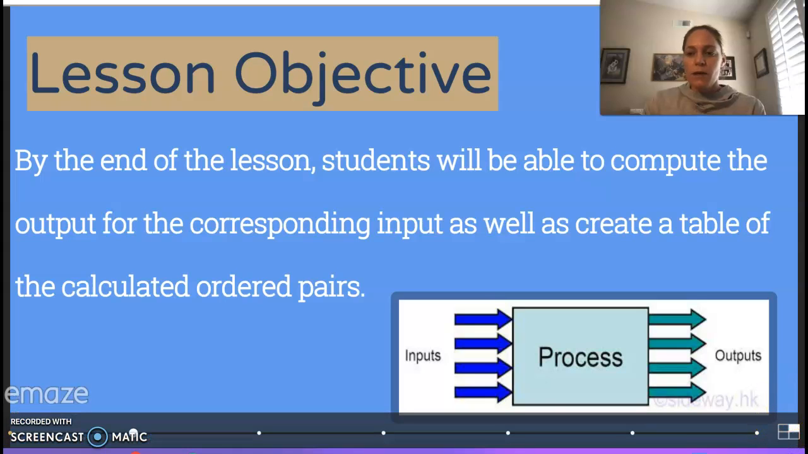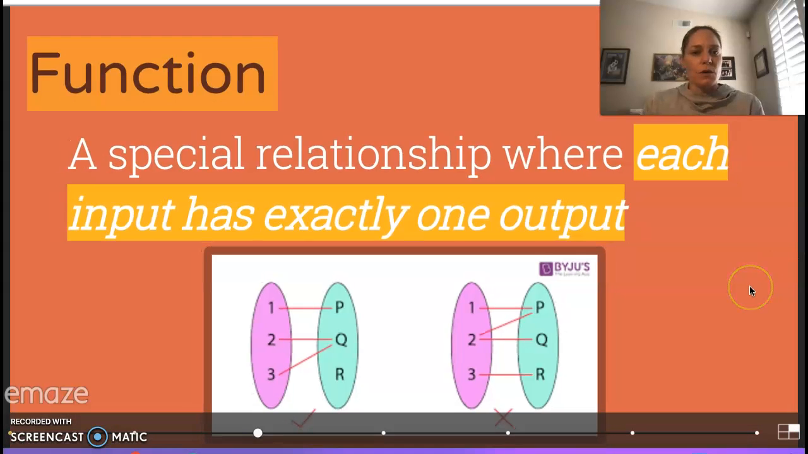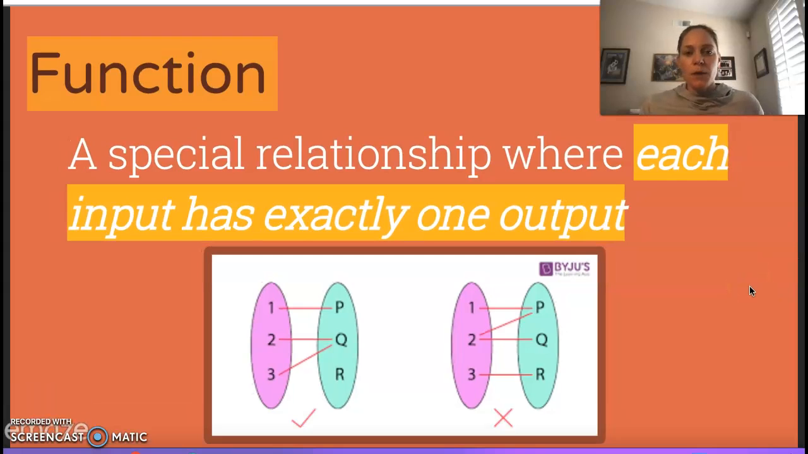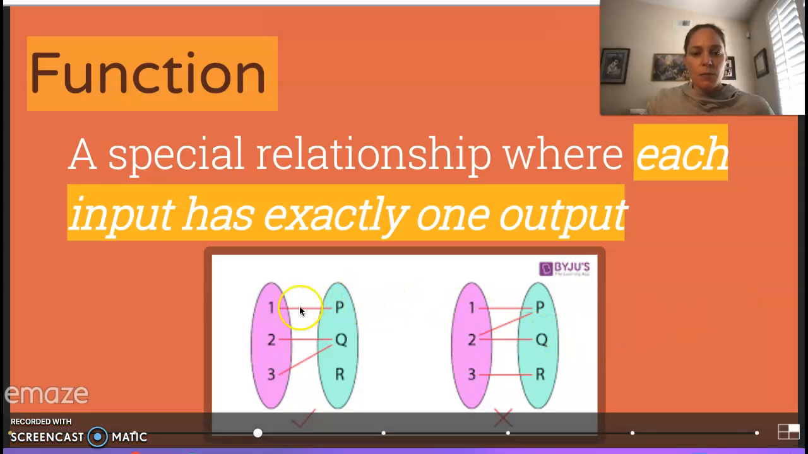So, before we get going into all of that, as a reminder, just talking about what a function is, this is a little bit of review as well as some vocabulary. So, a function is a special relationship where each input has exactly one output. I tried to highlight the important aspects of what a function is, and again, that is that each input has exactly one output.